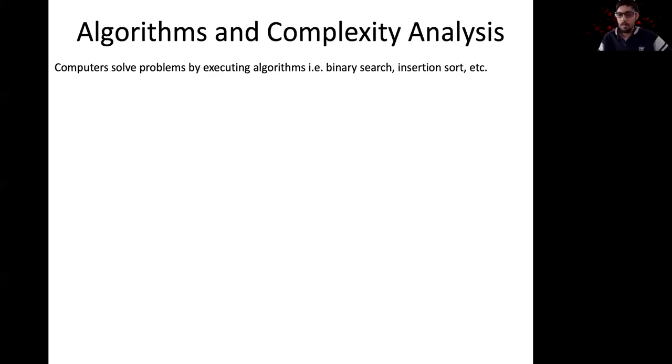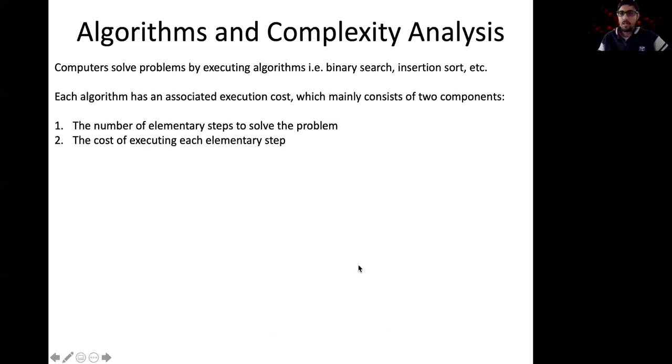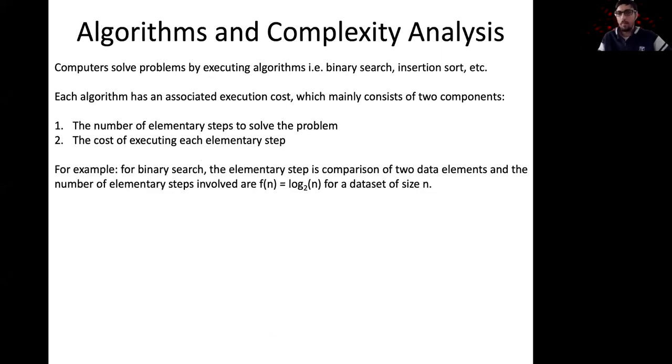Now, this algorithm has an associated execution cost. There are a certain number of steps to solve that problem, and then there is also the cost of executing each particular step. For example, in binary search, the basic elementary step would be comparing two numbers or data elements, right?